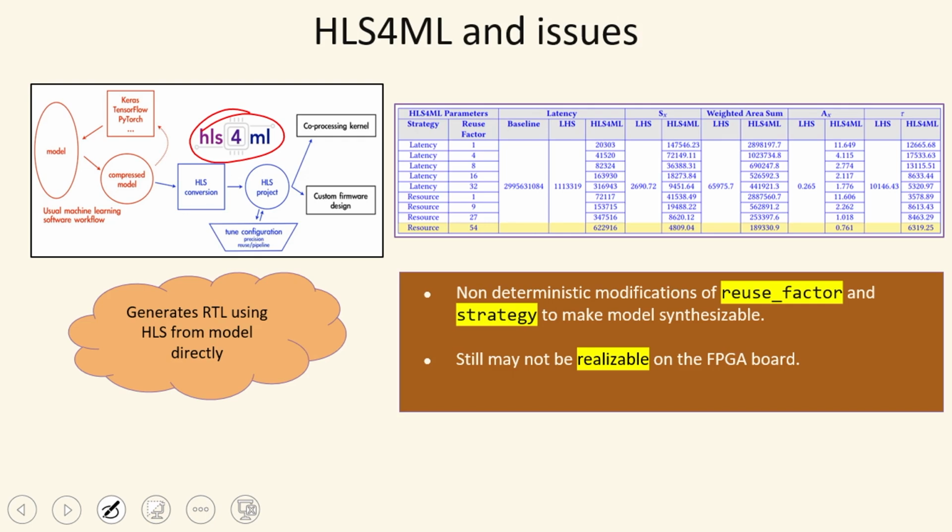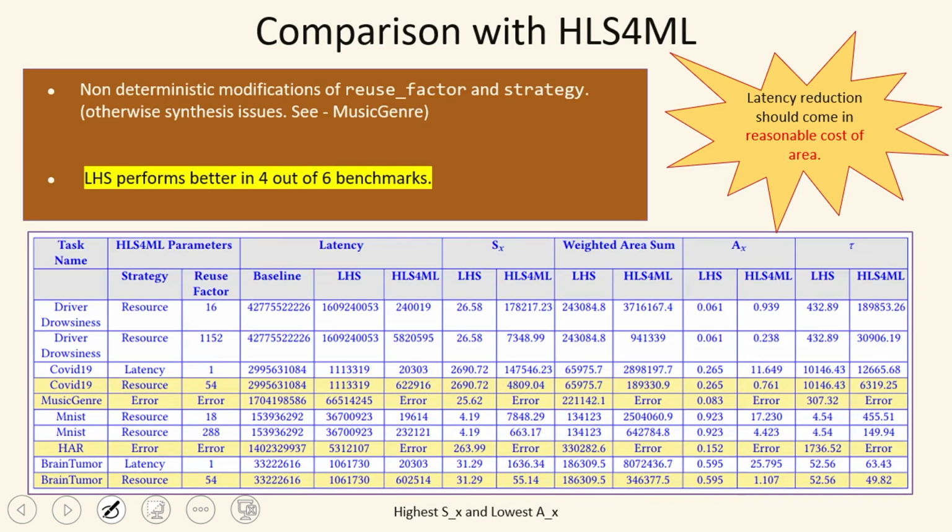It is very difficult to play with that. There is an option called reuse factor, but that is also very hard to apply. When we tried to do that, we saw that for at least 2 designs we were not able to do the synthesis at all. Whatever pragma they are inserting, the HLS tool is not able to synthesize. And among these 6 designs, in 4 cases our LHS work, which is LLM based optimization, actually beats HLS for ML in terms of overall performance.